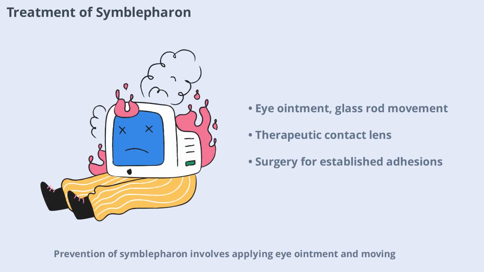Prevention of symblepharon involves applying eye ointment and moving a glass rod in the fornices several times a day, or using a therapeutic contact lens. If adhesions develop, surgery with mucous membrane grafts or plastic surgery may be required to restore normal eye movement and appearance. Early intervention is key to preventing permanent adhesions and complications.